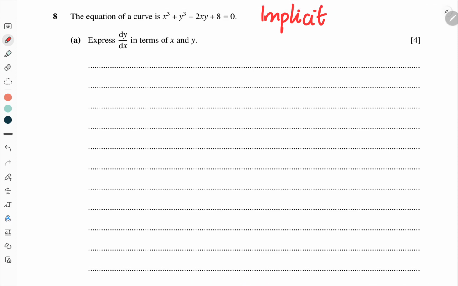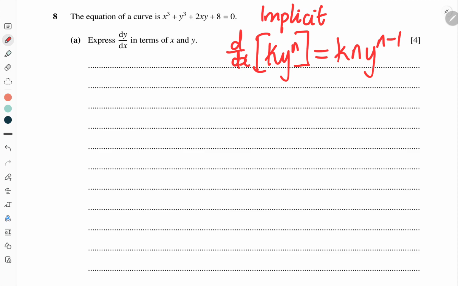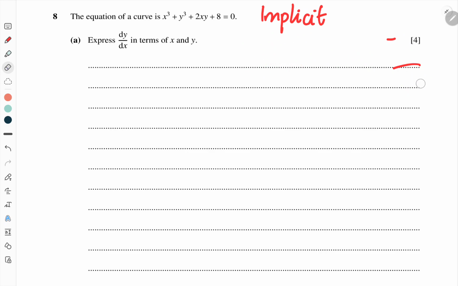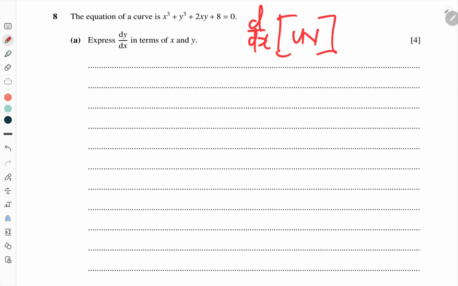For the implicit, we just say the derivative of a term in y, you just differentiate: power times coefficient, you subtract 1 from the power, then you put a dy/dx. So that's the first part of differentiation that shall be tested here. And the other concept being tested is the differentiation of products: v times derivative of u plus u times derivative of v. That's what is being tested in this question.